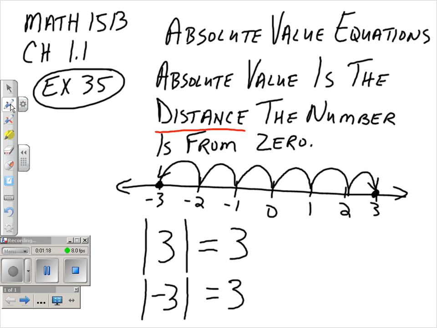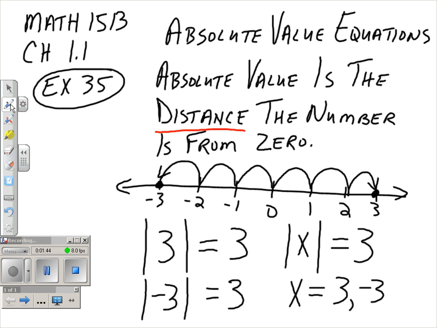Another way of saying this is, if I ask you the absolute value of what number, we'll call it x, what number is 3 steps from 0? So I'm saying the absolute value of x equals 3. I'm asking you, what number is 3 steps from 0? And your answer will be 2 numbers. You'll say 3 is 3 steps from 0, and I'll put a comma there to separate it. And -3 is also 3 steps from 0.